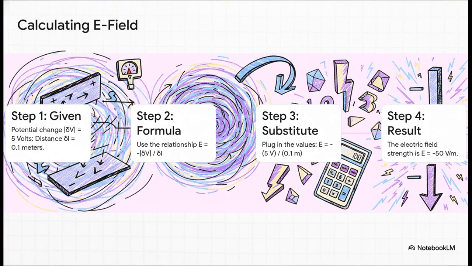Let's imagine we've got a potential difference of 5 volts. Maybe it's a battery. And let's say the distance over which that change happens is 10 centimeters, or 0.1 meters. We just plug those values straight into our formula. E equals negative 5 volts divided by 0.1 meters. Do the math, and what do you get? An electric field of negative 50 volts per meter. It really is that straightforward. The number, 50, tells you the strength, and that minus sign tells you the direction.